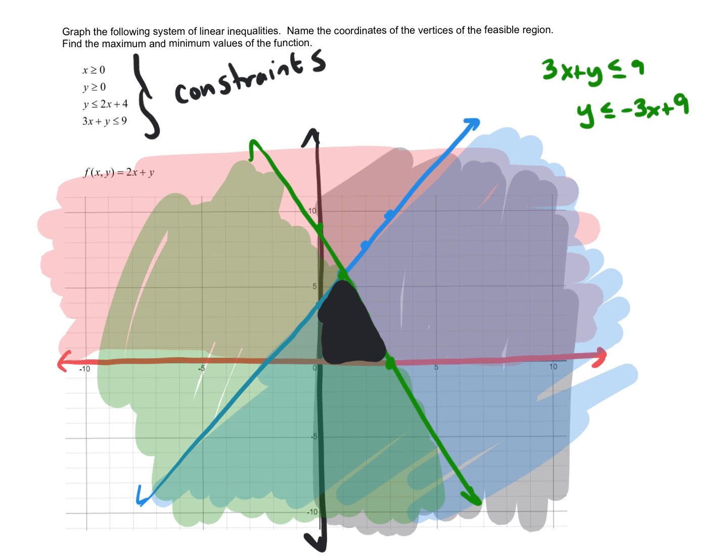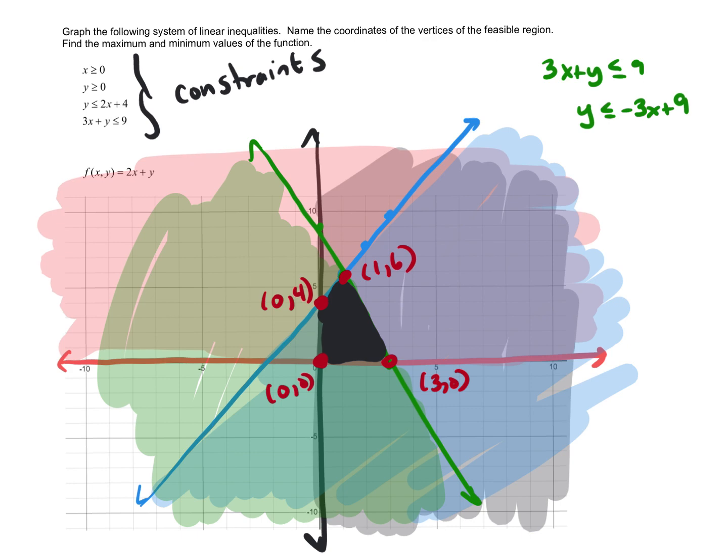So there are 4 corners to this. There's this one, this one, this one, and this one. So this one appears to be 1, 6, I believe. This one's pretty simple. That's 0, 0. This one's 0, 4. And this one appears to be 3, 0, I believe. So those are the corners of my feasible region. Now, certainly you can check that. I have the Desmos on the next slide that we'll see, but it looks something like that.